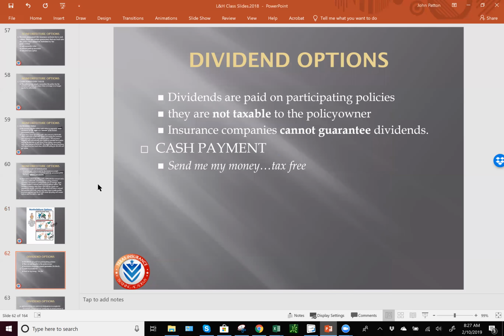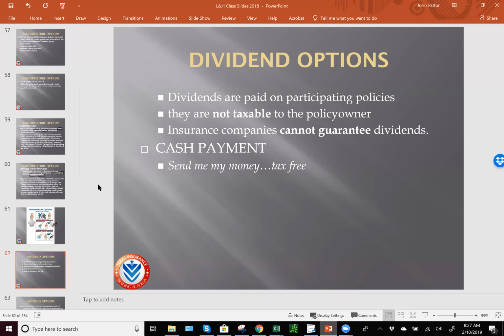Next set of options are going to be dividend options. Now, dividend options are included in all participating policies. Participating policies are policies that are issued by your mutual companies. So that if a mutual company like Mutual of Omaha, let's say, makes a profit, then they're going to share that with the policy owners in the form of a dividend.